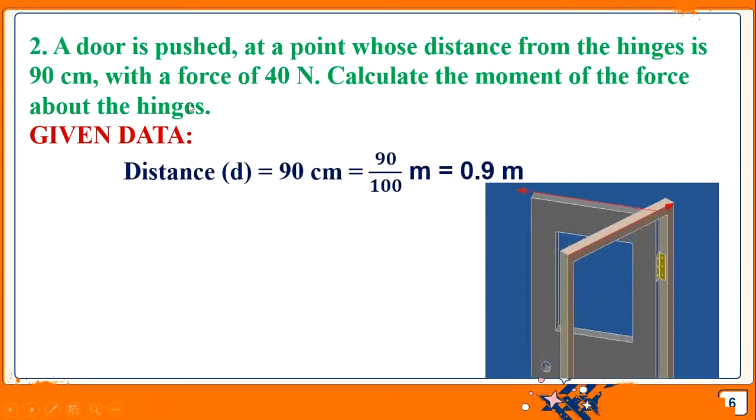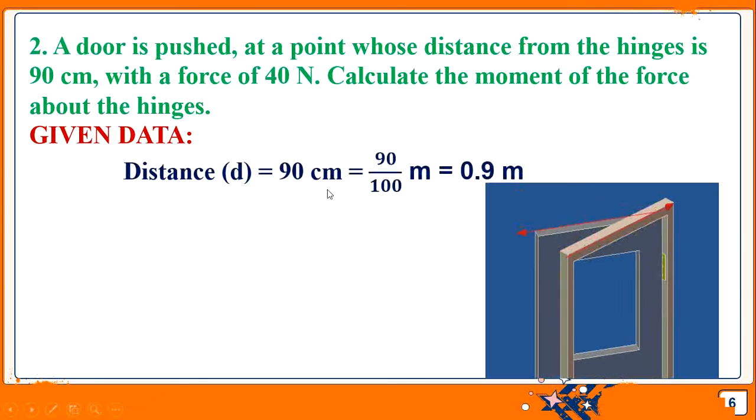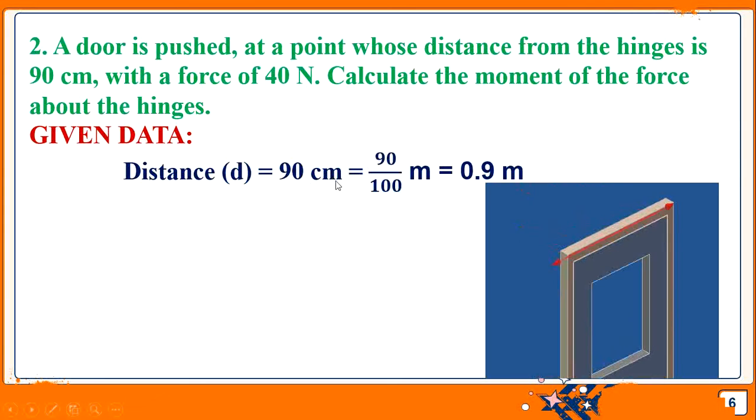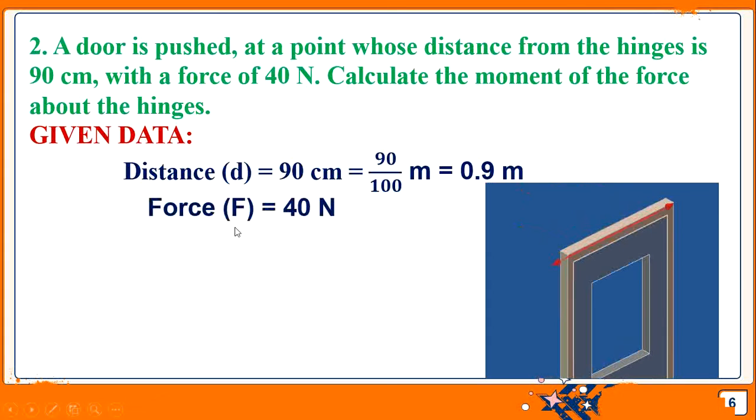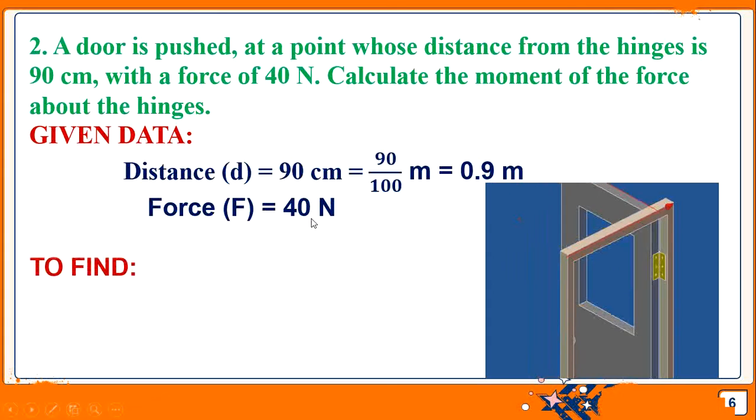So, the given data: distance d is equal to 90 centimeter. We have to convert this centimeter into meter, because the unit of the moment of the force is Newton meter. So, convert the centimeter into meter by dividing by 100. 90 by 100 is equal to 0.9 meter. Force F is equal to 40 Newton.